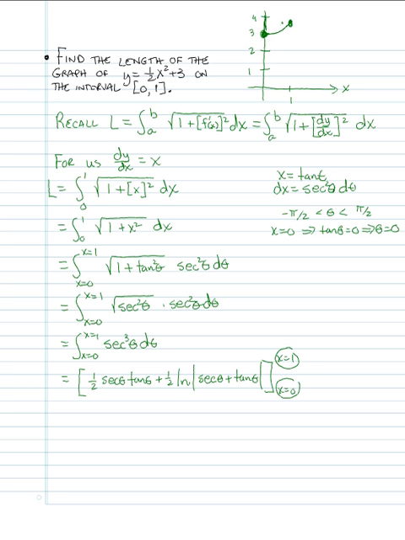Now, on the other hand, if x is equal to 1, from above, that means the tangent of theta is equal to 1. And for values of theta between negative pi over 2 and positive pi over 2, that can only happen if theta is pi over 4. So we can change our limits of evaluation: at the lower end, theta is equal to 0, and at the upper end, theta is equal to pi over 4. Now we don't have to go back to x's.